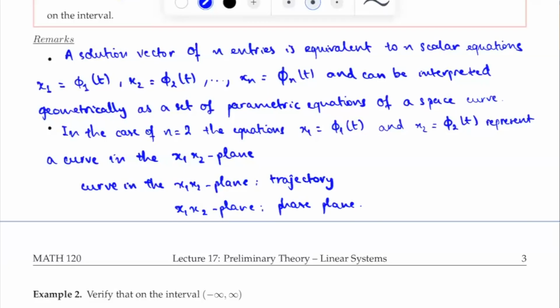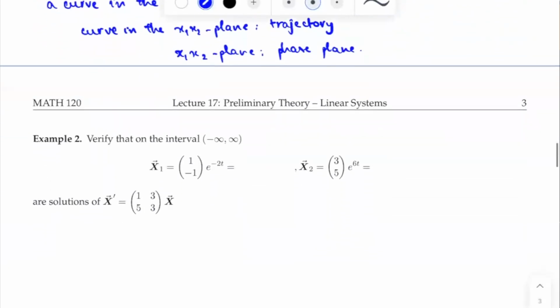And we're going to go back and take a look at these two concepts, trajectory and phase plane, very soon, probably tomorrow or at the beginning of next week. At this point, I just want to introduce the solution vector. And again, most of the time, we're not going to be able to solve the system analytically. So most of the time, what we do is we look at the solution geometrically or graphically. All right. So I'm going to move on to example 2.